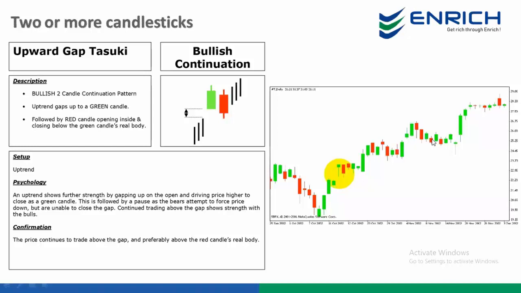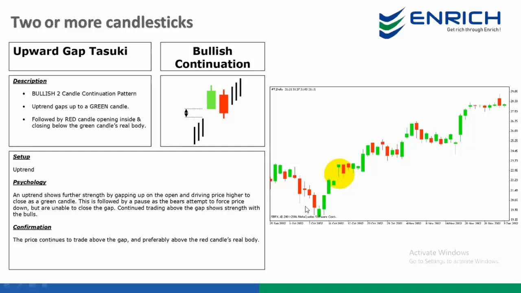Let's move on to upward gap Tasuki. Now, an upward Tasuki gap is a 3 candlestick bar formation. As you can see here, there are 3: 1, 2, 3. And what this pattern normally does is it signals the continuation of the current trend.